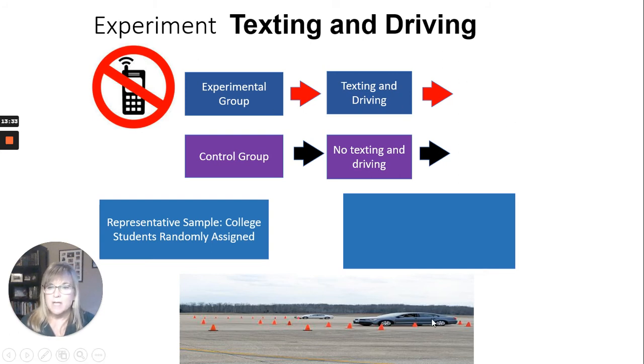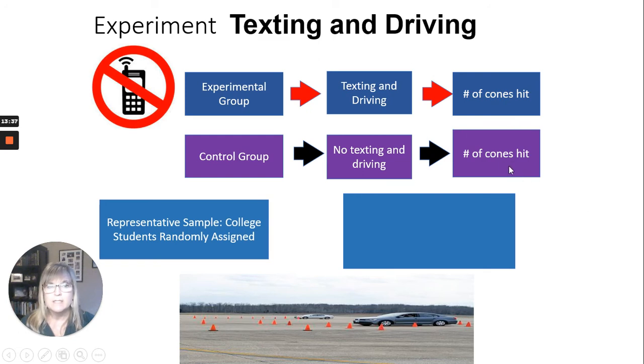And then how are we going to decide who's the better driver? Well, we're going to look at how many cones they hit. And that's a nice objective rating. We're not going to be saying, oh, this person did better, because that would be experimenter bias and it wouldn't necessarily be accurate. It would be much more subjective. So we're going to pick a representative sample. We're going to just pick college students and we're going to randomly assign them either to the control group or the experimental group. Can you see anything wrong with this study?